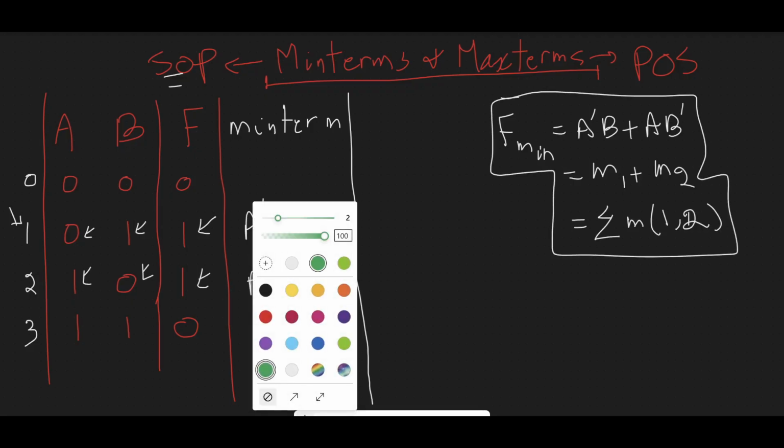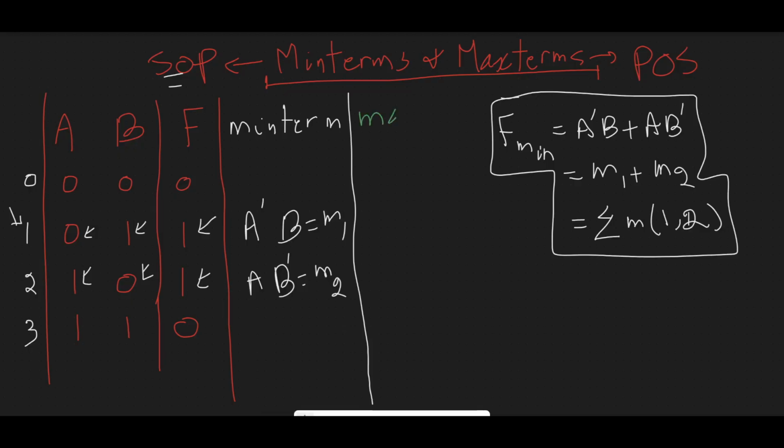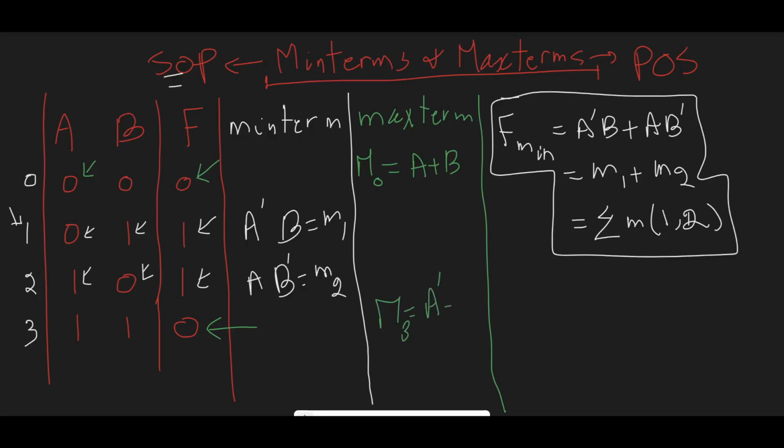So next let's obtain the maxterm. The maxterm is associated with the output 0. And unlike the minterm, when the input is 0 we just use A as it is, and when it is 1 we use A bar. So for M0 we use capital M for maxterm. We have A plus B, and then the last row which is associated with 0, we take M3 equal to A bar or prime plus B bar.